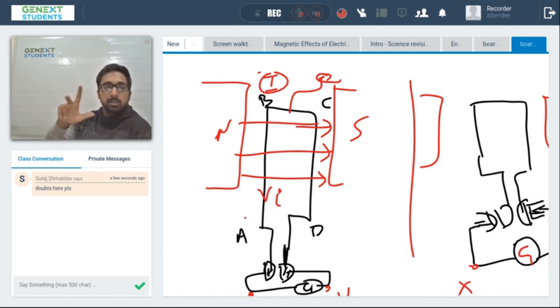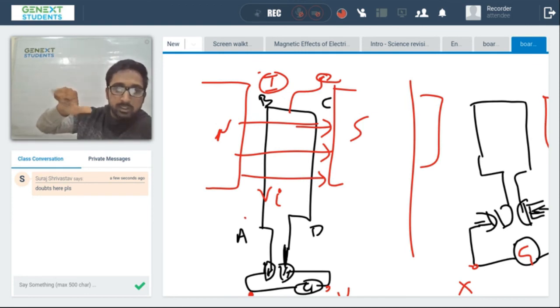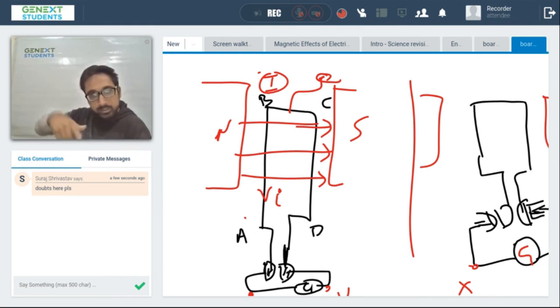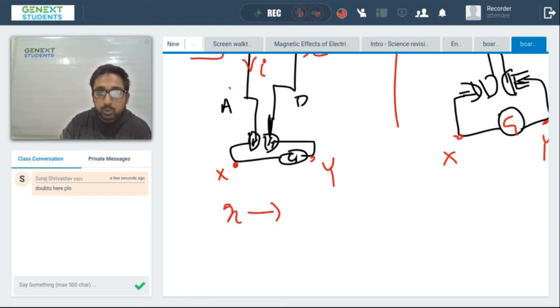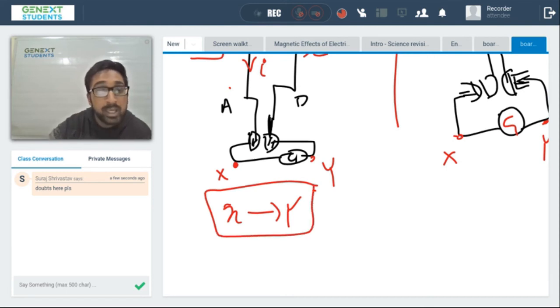Did you see? Motion is in downward direction. Magnetic field is in this direction. So current has to be in downward direction, right? It is coming down. So the current will be from this direction. In short, current will be from X to Y. Did you get it? From A it will come to X, then current will be from X to Y, right? This is what we figured out. The current is in direction from X to Y.